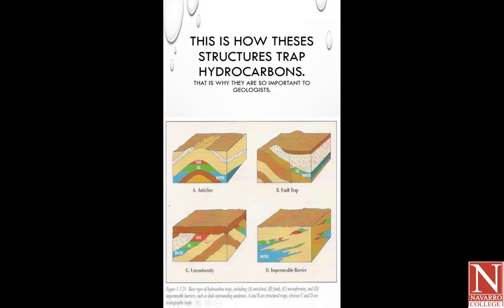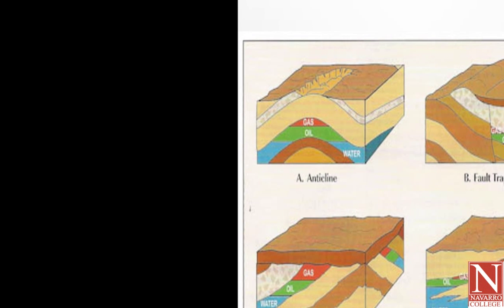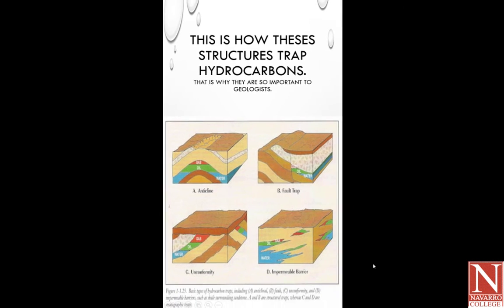And then you have one that says unconformity, but it's just saying that it can happen any kind of way. And then you have an impermeable barrier, which means the oil, the gas, and the water were migrating, but then it reached a point in the rock to where it couldn't go anymore. Probably that rock is not porous or permeable, so it couldn't go any further.